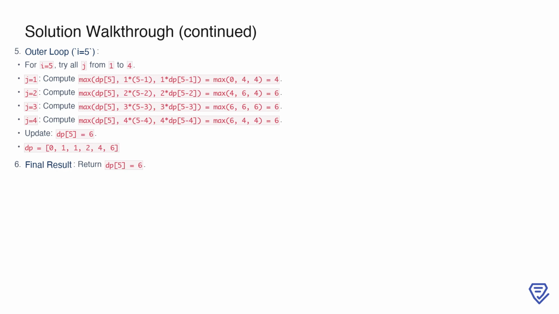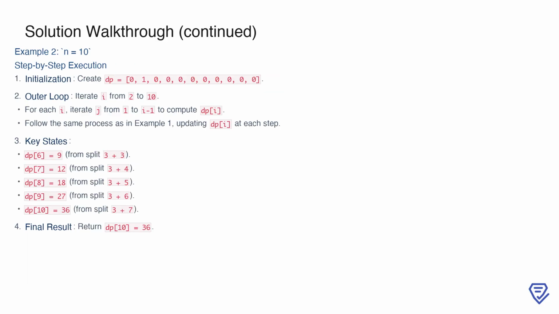By iteratively breaking down each integer and using the results of previous computations, we efficiently find the solution to the problem. For a larger example, let's consider n equals 10. We start by initializing a dp array of size n plus 1, with dp[1] set to 1. As we iterate from i equals 2 to i equals 10, we compute the maximum product for each i by testing splits with all possible values of j.